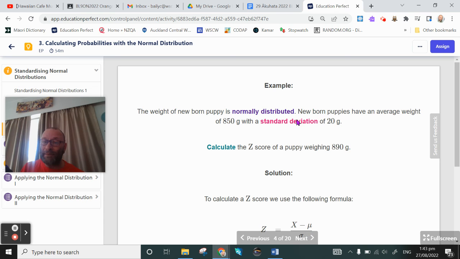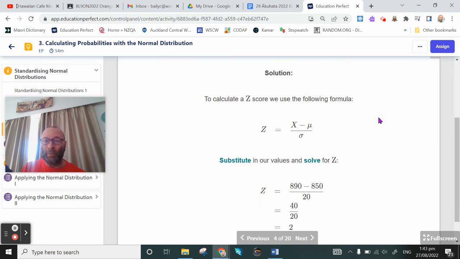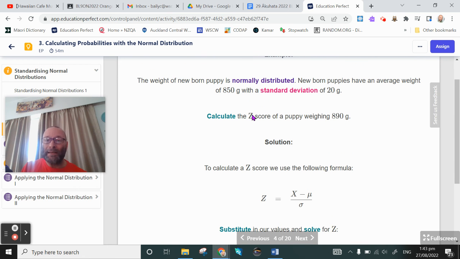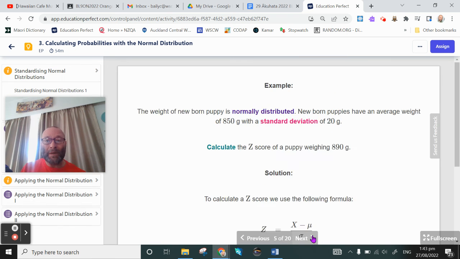Well, since 890 is bigger than 850, we know that z value has to come out to be positive. So we've got 850 is the mean, sigma or the standard deviation is 20, and we want to convert that 890. So it's x minus the mean, divided by 20. 890 minus 850 gives us 40, divided by 20 is 2. So we know that a z-score for 890 would translate into being 2 standard deviations above the mean. All right? So there's one example done.